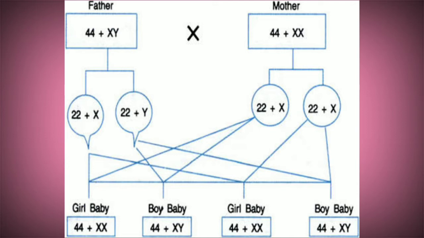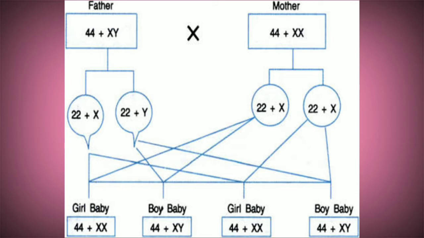They all will be the same. And in case of the male, 44 plus XY, that is the diploid set consisting of 46 chromosomes, and when they segregate to form the gametes, we find two types of gametes, one bearing 22 plus X and the other bearing 22 plus Y. Now let's see the chances of fusion between these types of gametes.